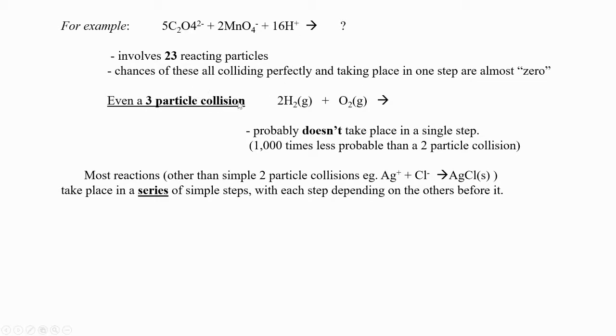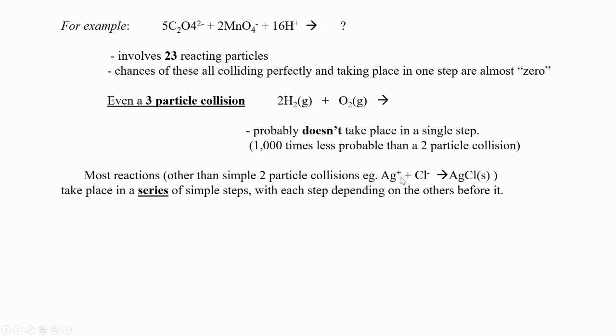So even a three particle collision, right? You have to have these guys broken up. These guys have to break up perfectly. They have to hit each other at the right time. So it's probably not going to take place in a single step, but it's 1,000 times less probable than a two particle collision, right? So most reactions, other than two simple particle collisions, like we've got Ag+ and Cl-.